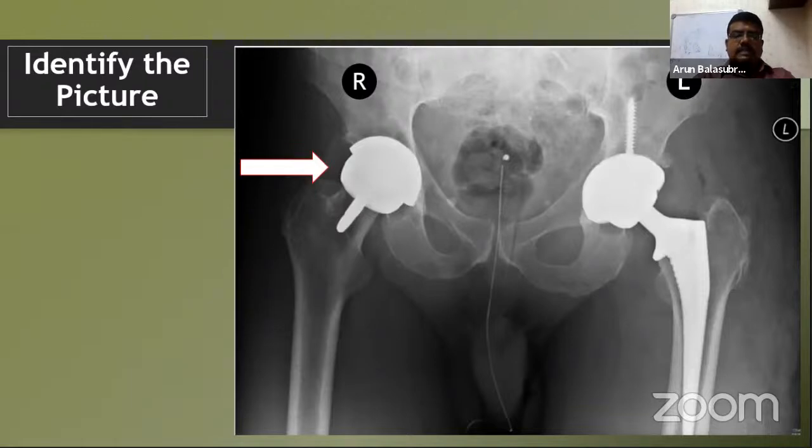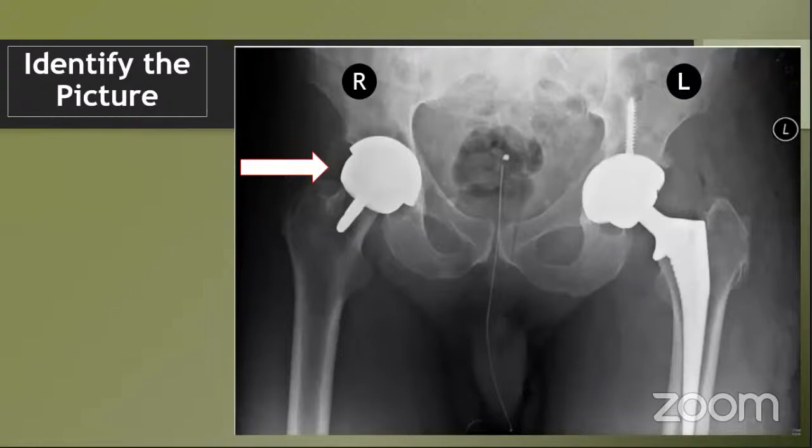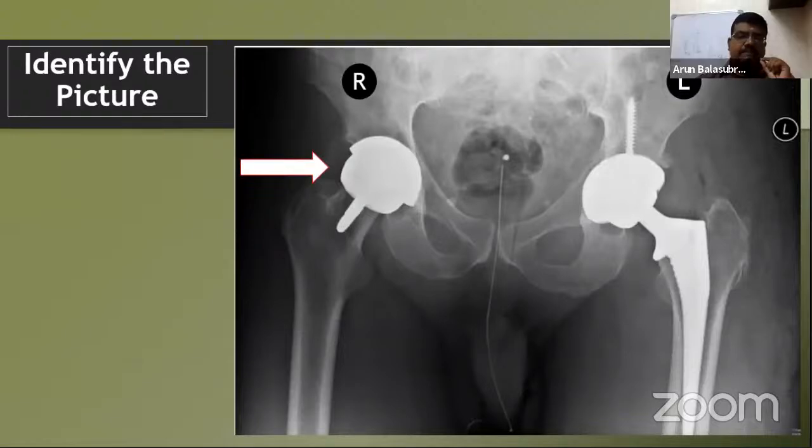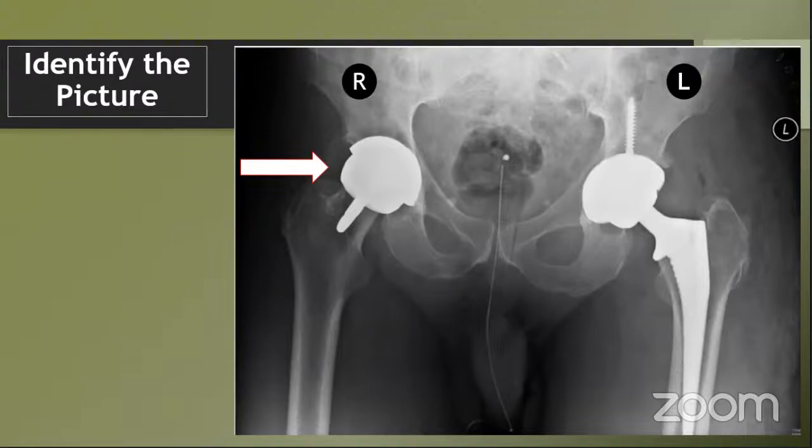What is on the right side? Can anyone tell me what is on the right side? Some replacement has been done. What is on the right? Someone on YouTube answered THR. The THR on the left side, that is correct. What is on the right side? The right side is not THR, obviously, right? It's not total hip replacement.